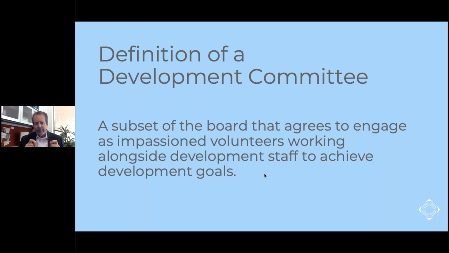As development staff, we can sometimes be perceived as hired guns, right? Because we're paid to be professional fundraisers. However, when we have that impassioned volunteer in the form of a board member sitting beside us during a donor meeting, or during a time when you might be inviting a prospective donor to give, that changes the dimension entirely. And so having that subset of the board beside you, the people who agree to lead by example and play that role, becomes critical.